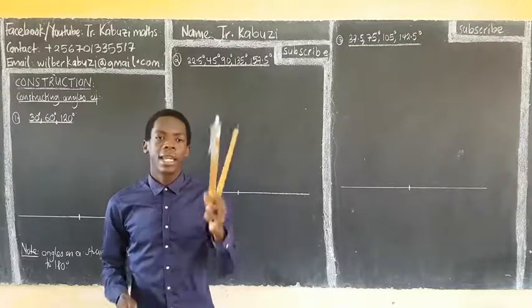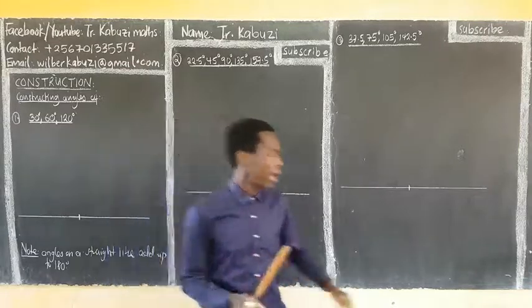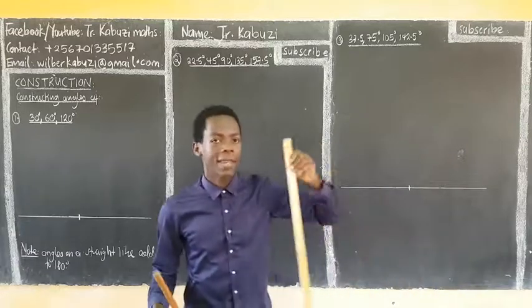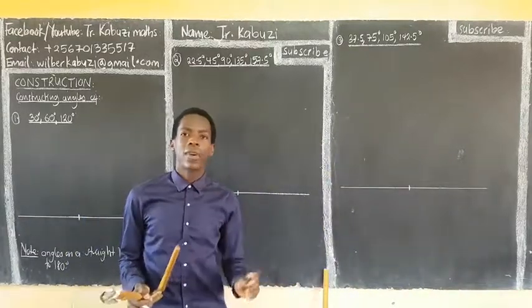All you need is a compass and then your ruler. Mine is already here in place. So all you need is, we start by drawing a straight line.